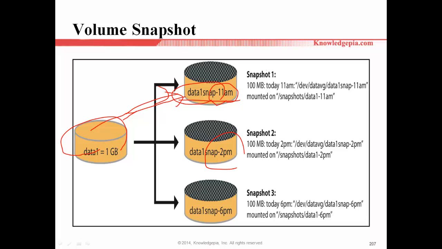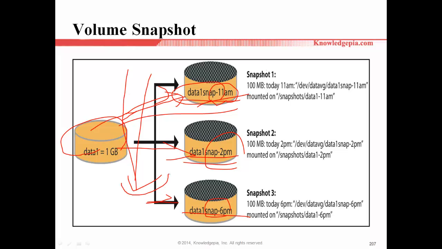For example, at 11 a.m. we can back up this data with a name like this. At 2 p.m. we can also back up, and at 6 p.m. we can also back up. According to the consistent backup, the backup data will differ according to the time frame. So the 11 a.m., 2 p.m., and 6 p.m. data will be different. According to the process of backing up all data, the snapshots will also have different data like this: 1, 2, 3.